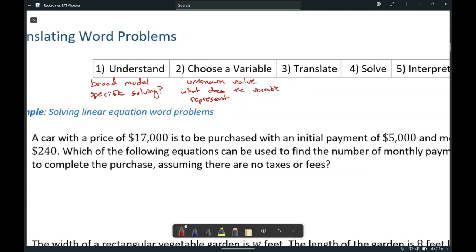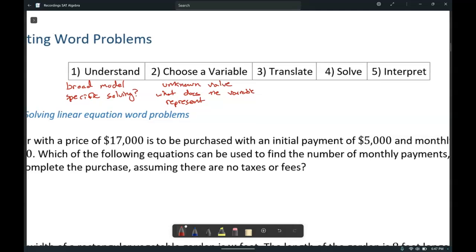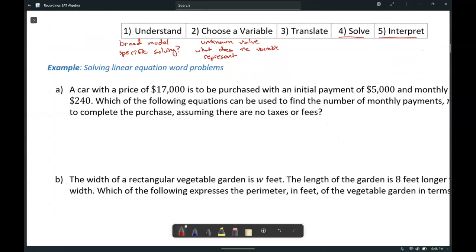And then from there, we'll go ahead and translate. So hopefully either by carefully reading the problem or coming up with our own broad model, we're then able to translate it into a series of algebraic expressions and an algebraic equation that we can then use for the fourth step, which is to then solve. Now, not every question will have us solve. Some questions will specifically just ask for the model and only the model. But if we do solve, once we get a solution, it's always a good idea to also interpret our solution to make sure that it makes sense within the bounds and the context of our situation.